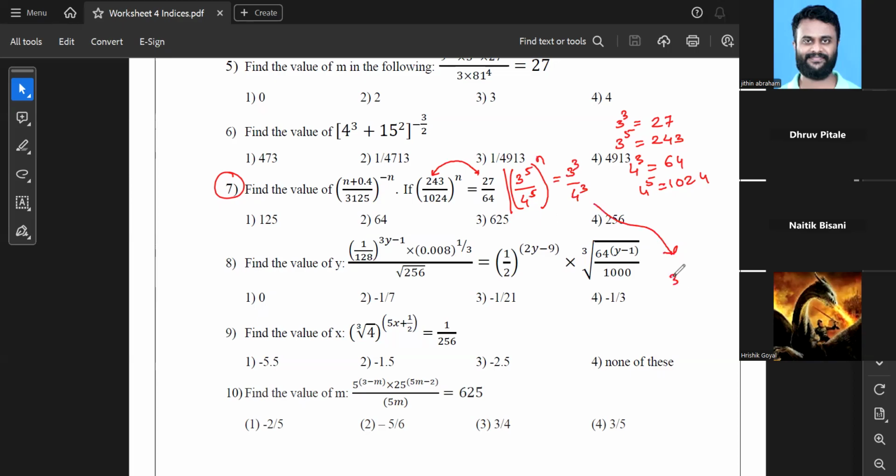Now what I can do, I can write this as 3 upon 4 raised to 5n is equal to 3 upon 4 raised to 3. Right? So 3 upon 4 stays the same, so I can get 5n is equal to 3. That gives you n is equal to 3 by 5, or I can say 0.6. Okay.